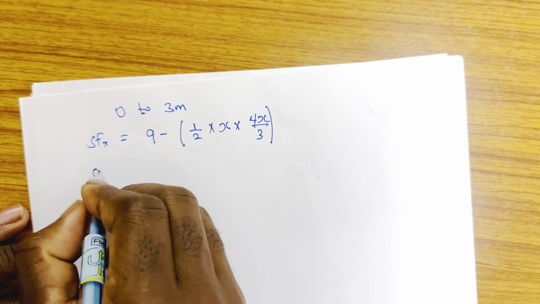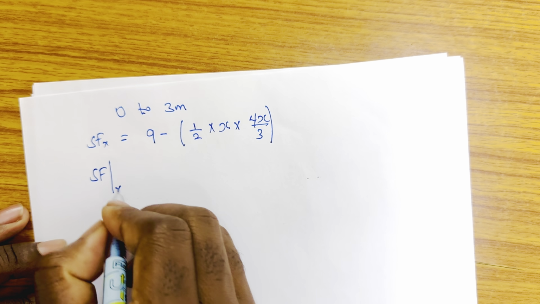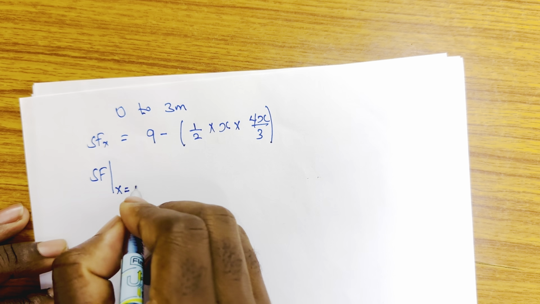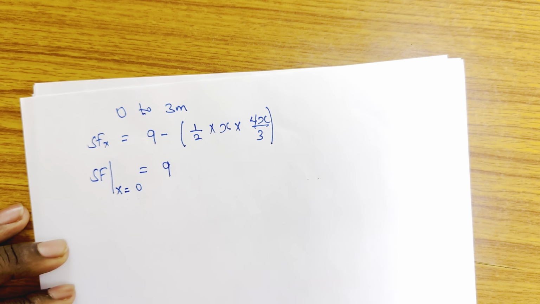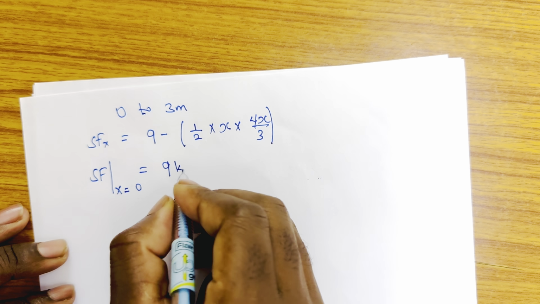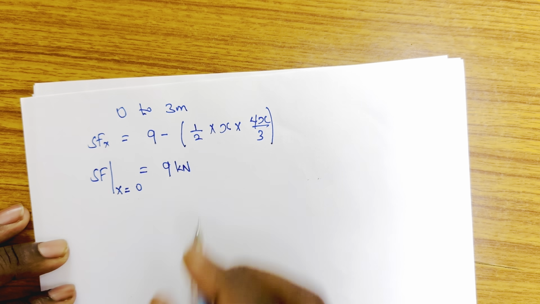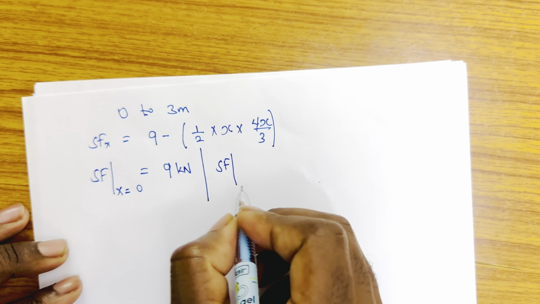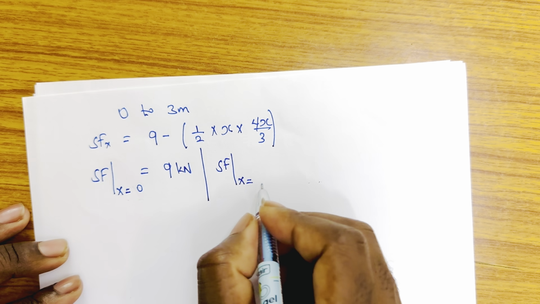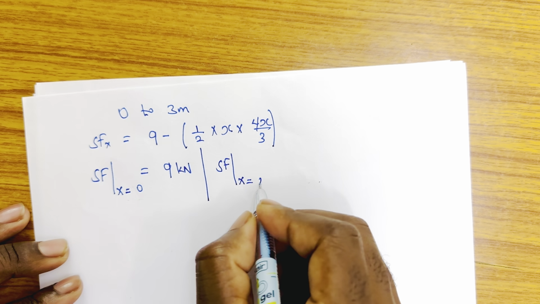So what is the shear force when the value of x is equal to 0? If I substitute x to be 0, the shear force here is 9, and this is in kilonewton. Then let's find the value of shear force when x is equal to 3, because we're working within the span 0 to 3 meters.